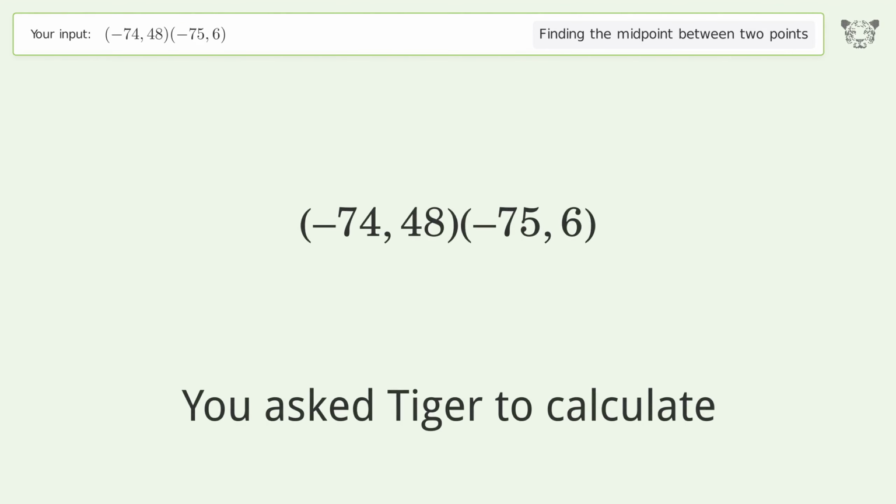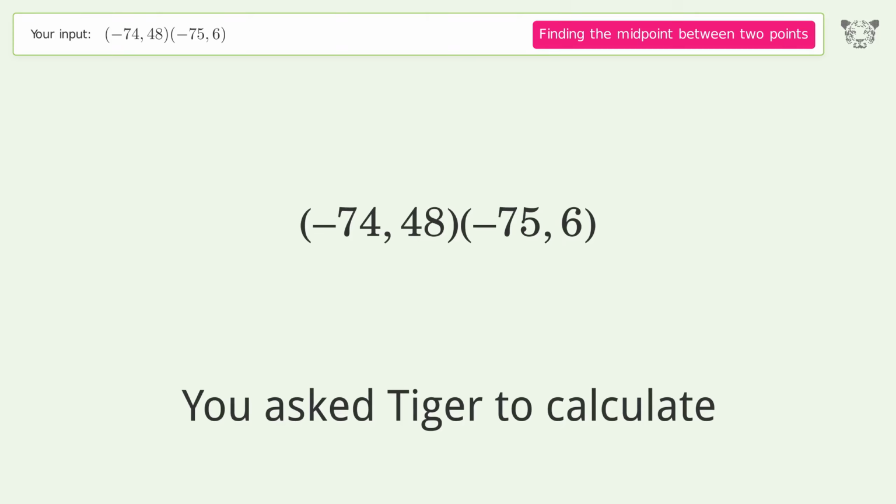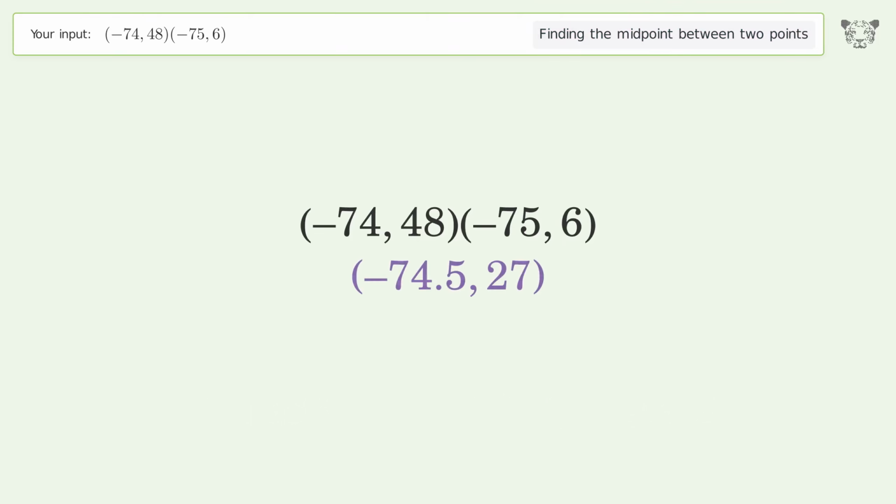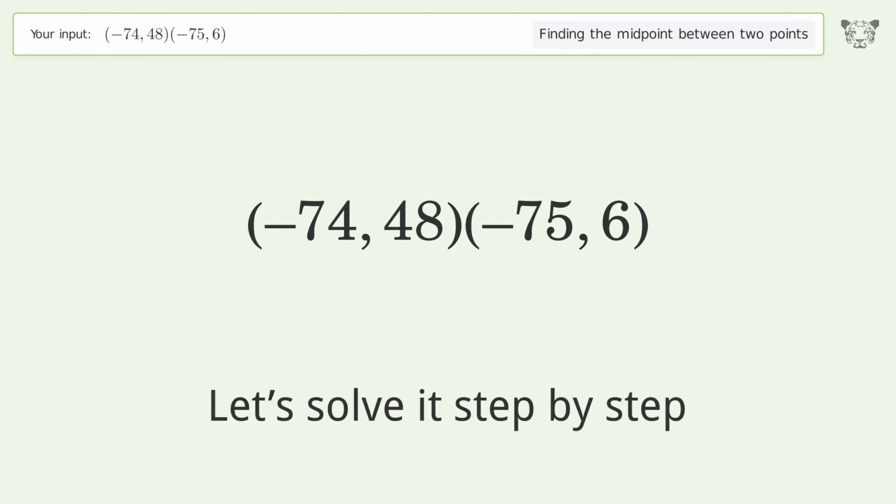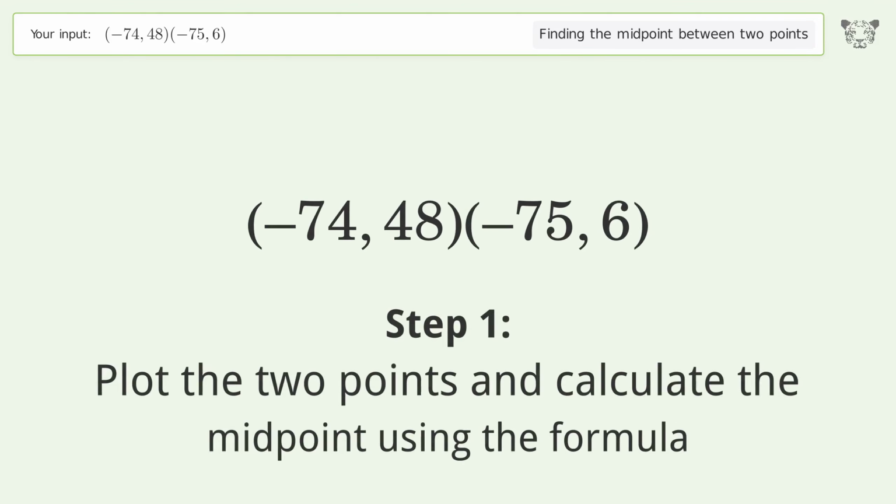You ask Tiger to calculate. This deals with finding the midpoint between 2 points. The midpoint between the 2 points is negative 74.5, 27. Let's solve it step by step. Plot the 2 points and calculate the midpoint using the formula.